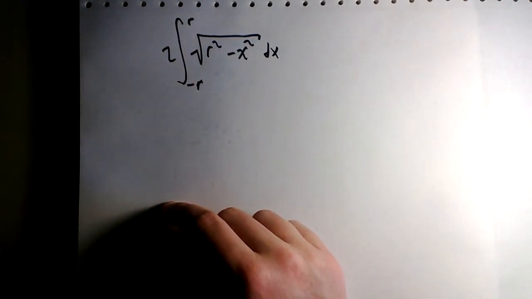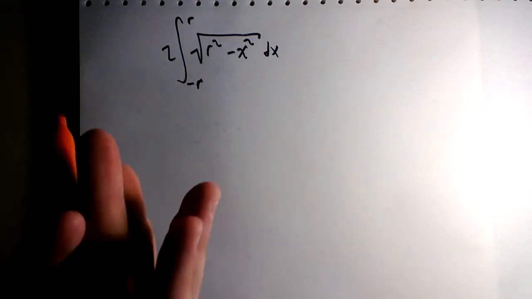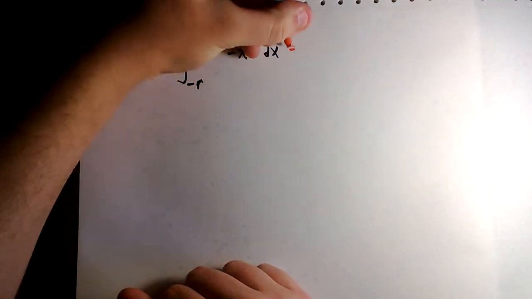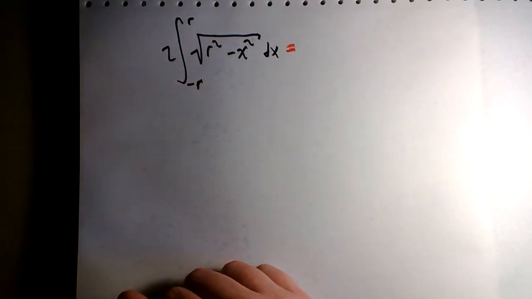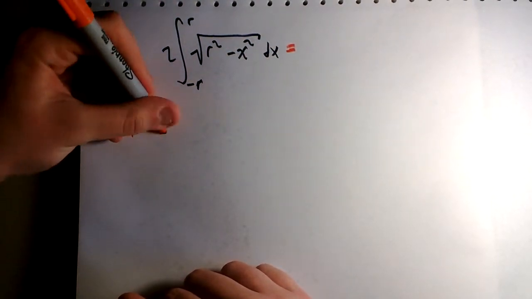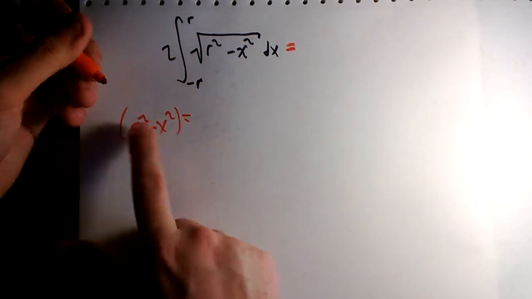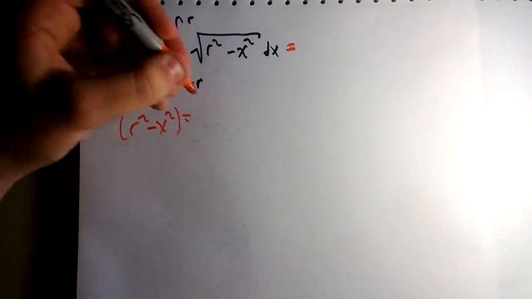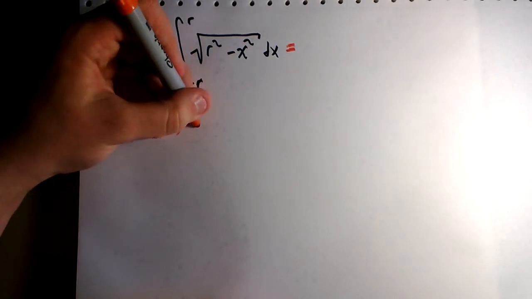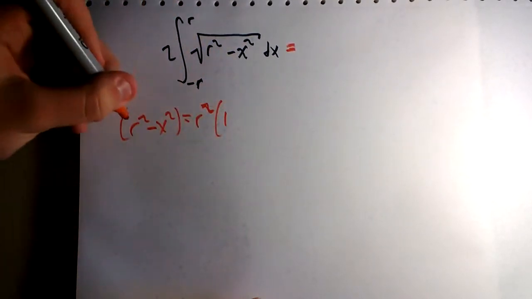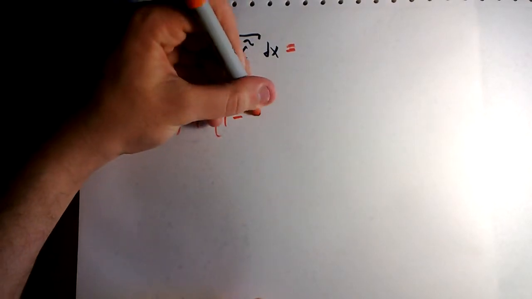Well, it turns out one of the best things you can do for yourself, not to yourself, is rewrite the inside of that. r squared minus x squared is the same as, what happens if we divide both by r squared? Well, we'd have to factor r squared out. So this divided by r squared is 1. This divided by r squared is x divided by r.